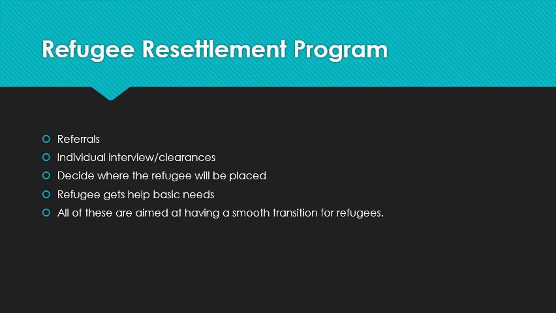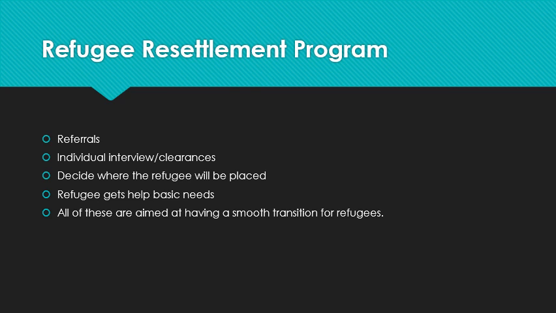The Refugee Resettlement Program created a process that refugees go through before being admitted into the United States. The first step is referral. The refugee must apply to be a candidate to enter the United States as a refugee. After the referral process is the interview and clearances. There's a lot of background checks that must happen to ensure the safety of United States citizens. Once the clearances go through, they decide where the refugees will be placed.